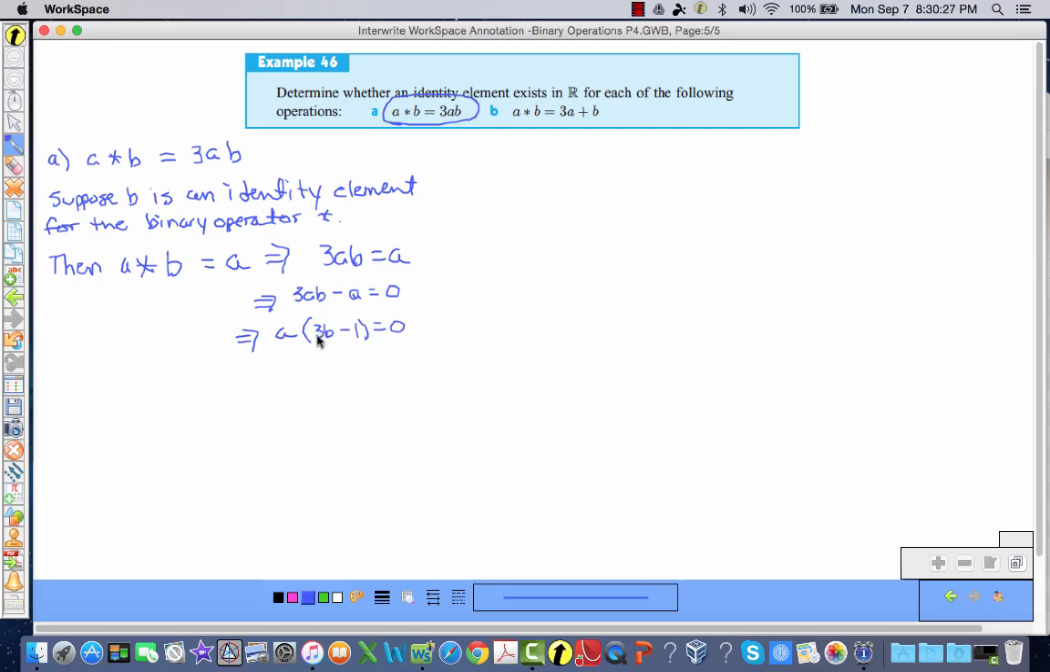Then with a little bit of factoring, I get A times (3B minus 1) is equal to 0. And then if I solve for B here, 3B minus 1 equals 0, right? By the zero product principle, B would be equal to 1/3. Okay, so we got a potential identity element here, and that identity element would be 1/3.